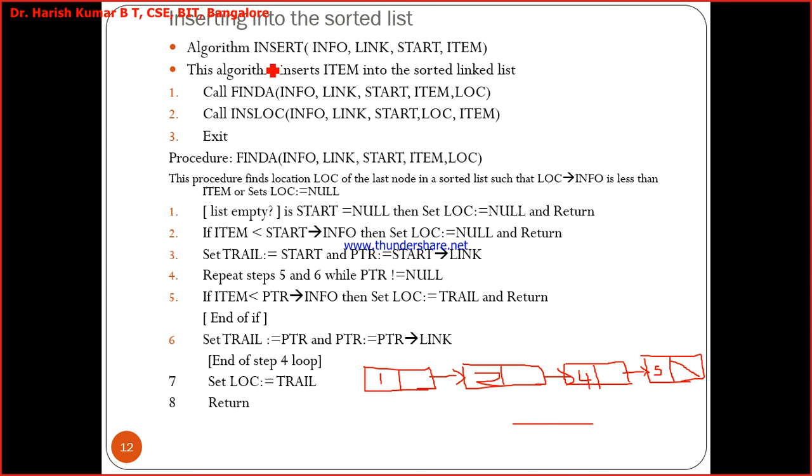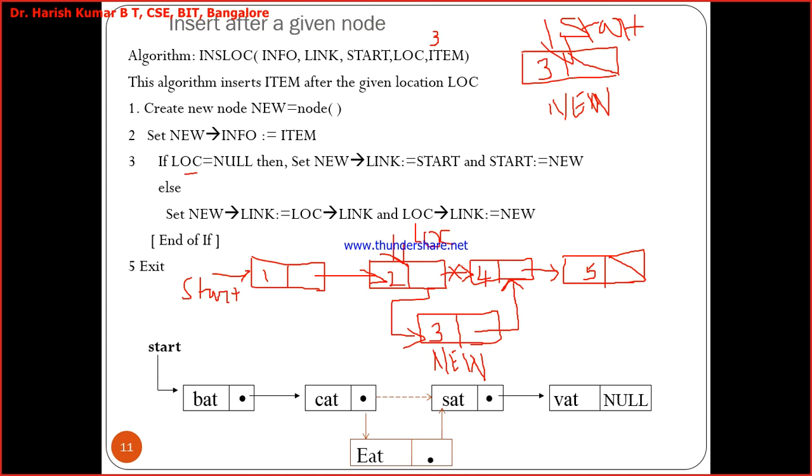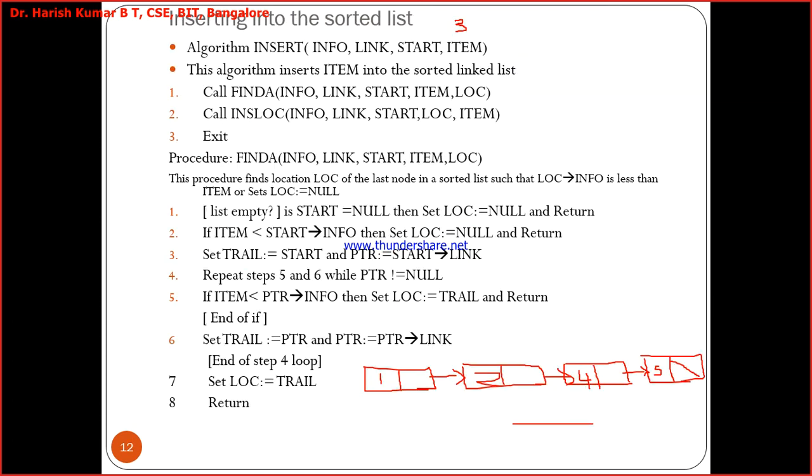Okay, let me start from here. Now insert info link start and the item I'm passing. The item which I want to insert is 3 now. First I want to find the address. So I'm passing info link start, item and location. Now what we are discussing is find A, and insert into location is already here. So the same algorithm we have understood in the previous slide.